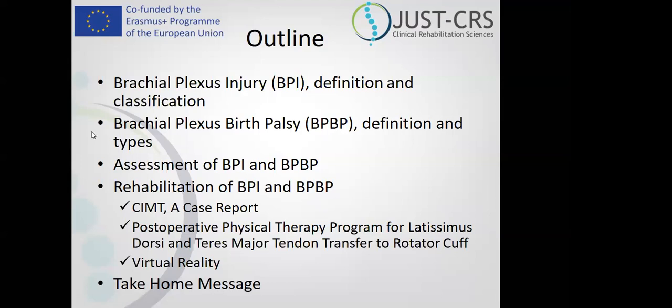Good evening, everyone. Thank you for participating today. Today, we're going to talk about brachial plexus injury, the definition and classifications. We're going to talk about brachial plexus birth palsy and definitions and types, how to assess them both, and the rehabilitation used. We are going to discuss more about CIMT, post-operative physical therapy program for latissimus dorsi and teres major tendon transfer into rotator cuffs, and virtual reality.